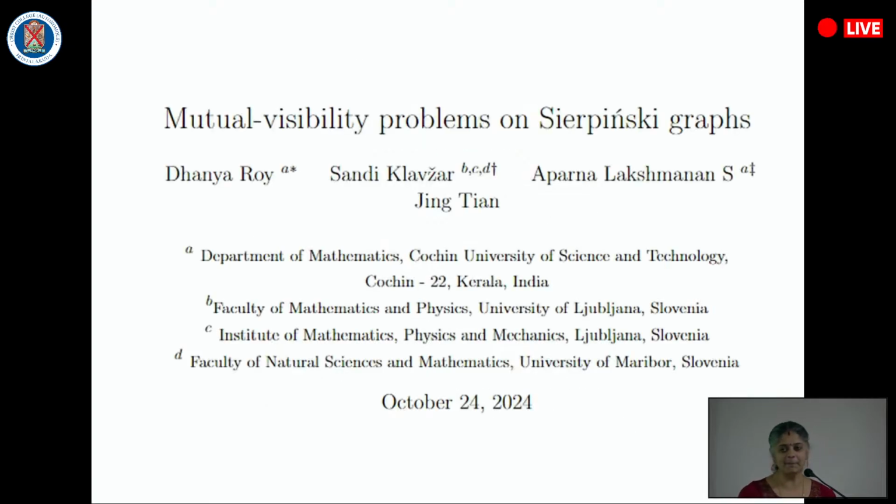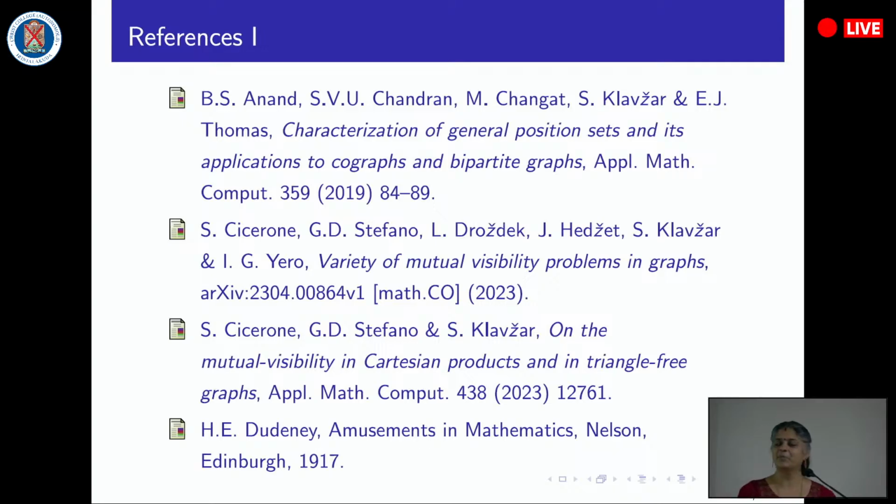And this is a third paper where we study the mutual visibility problems. All 4 variations of the mutual visibility parameter in the case of Sierpinski graphs. We have found the exact value of the mutual visibility number of Sierpinski graphs, as well as the other 3 variations, and this paper has been communicated to Discussiones Mathematicae Graph Theory, result awaiting. I'm not sure, but you can find it on arXiv.